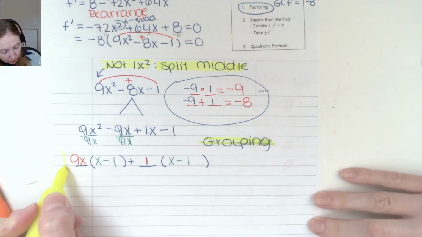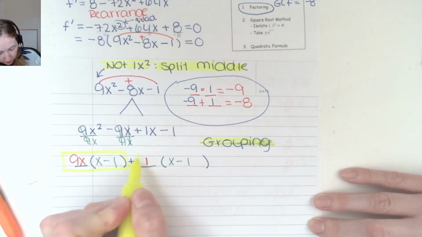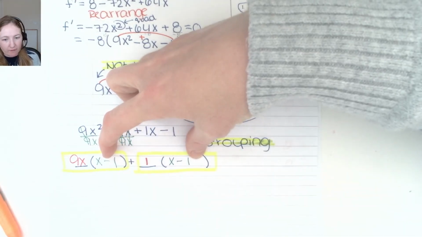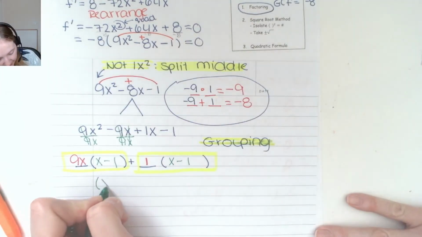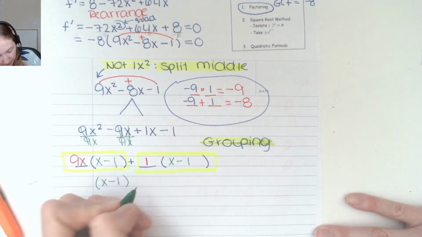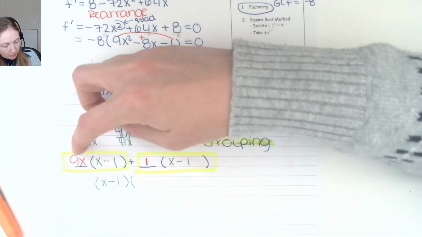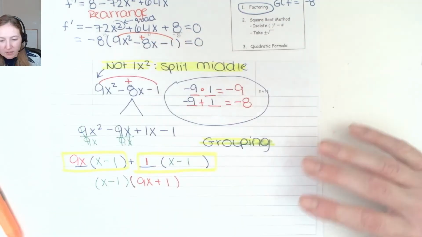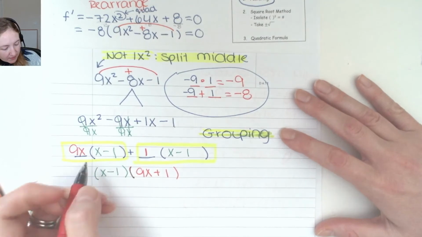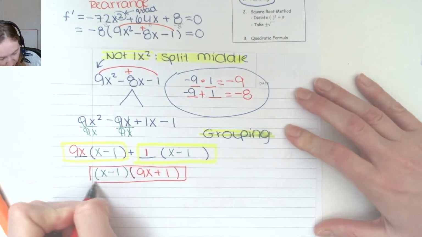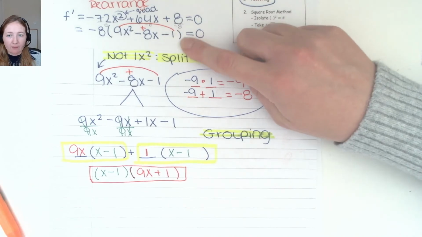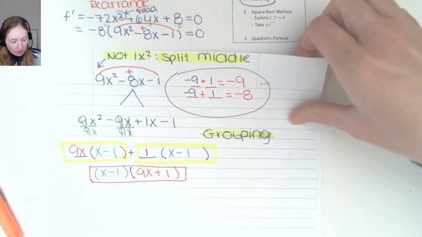Now, this was group 1, this was group 2. What is common to both of those groups is this x minus 1 factor. So I take out that x minus 1 factor, and that leaves me with the 9x and the plus 1 as GCFs. So this is my factorization for that second factor. So I go back to my work here.